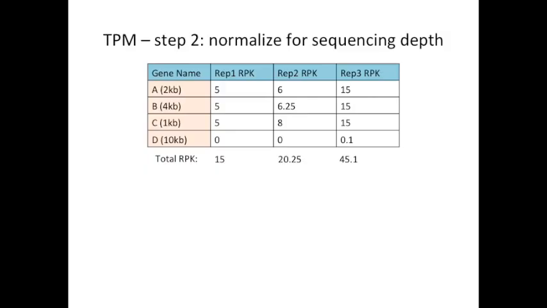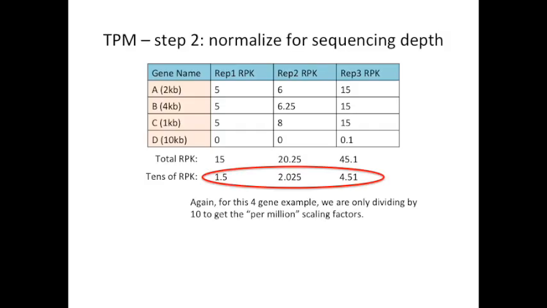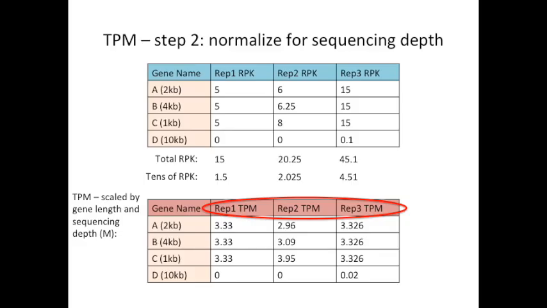The second step for TPM is to normalize for sequencing depth. We do this by adding up the read counts that have already been normalized for gene length and get the total for each replicate. We then divide this total by some number, usually a million, but for this 4-gene example, we're just going to divide by 10. This gives us our scaling factors. Now we divide the read counts that have already been normalized for gene length by our new scaling factors. And that gives us TPM. That's all there is to it.